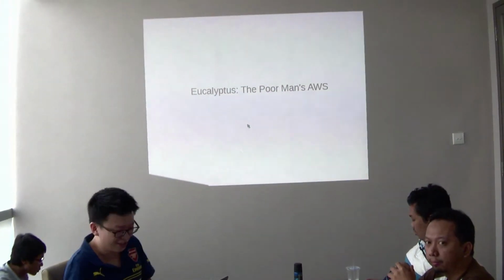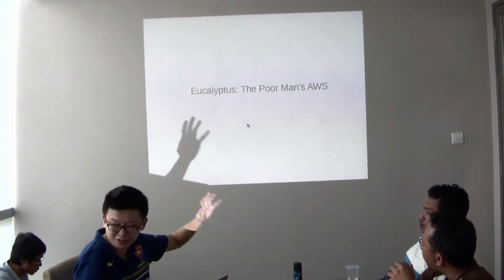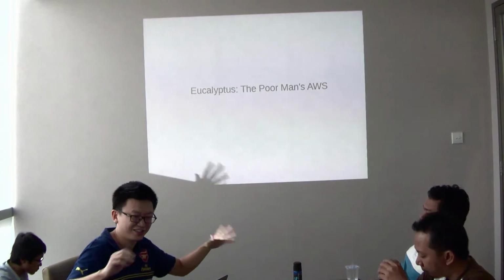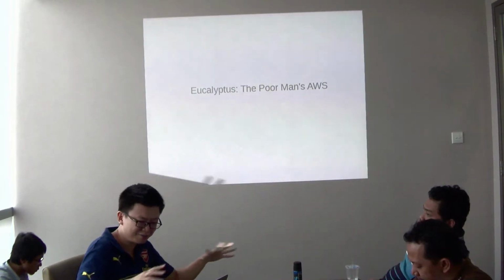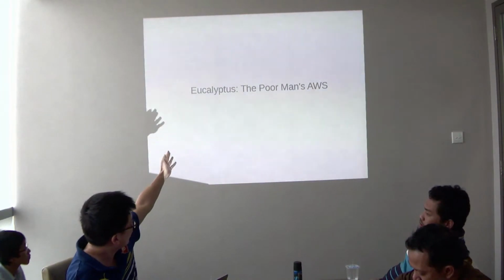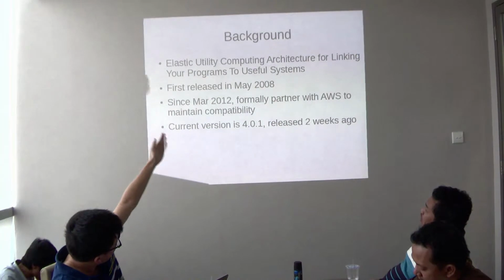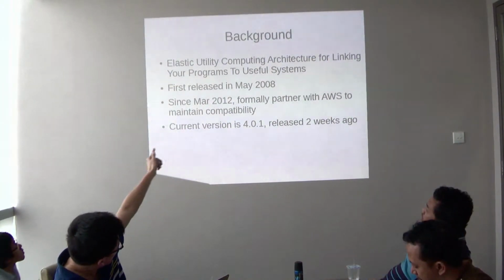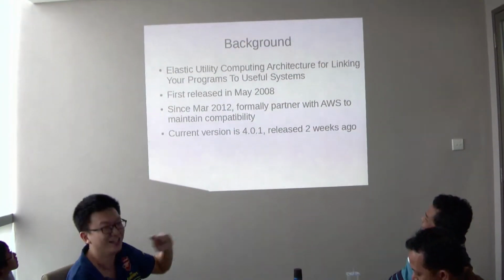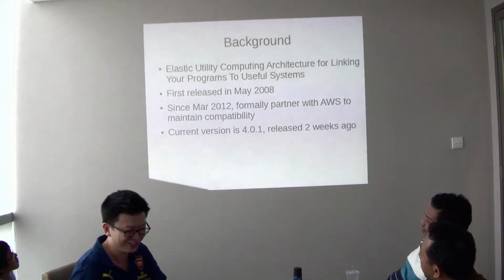Eucalyptus. Literally, the two names are the AWS. So everyone knows what AWS is, right? It's hosting infrastructure that we use. So this is Eucalyptus, and it stands for Elastic Utility Computing Architecture for Linking Your Programs To Useful Systems. You can still pronounce it.